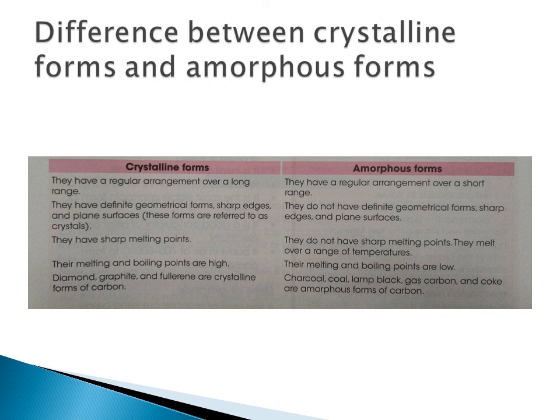So, here the main point of difference is that crystalline forms of allotropes have a definite geometrical shape. Amorphous forms do not have a definite geometrical shape. Crystalline forms have high melting and boiling points. Amorphous forms have low melting and boiling points. Now let us study the crystalline forms of carbon. First we have diamond.